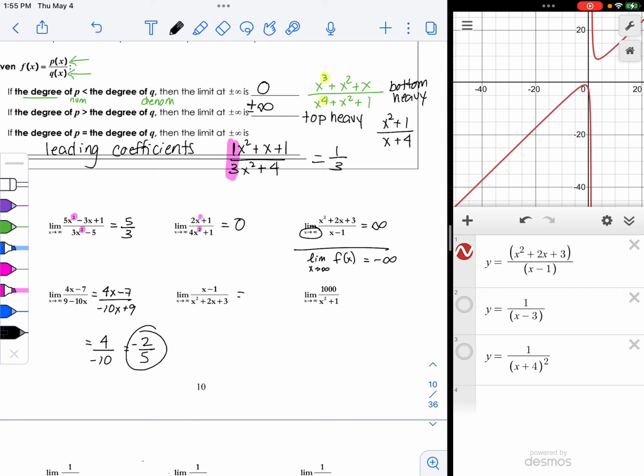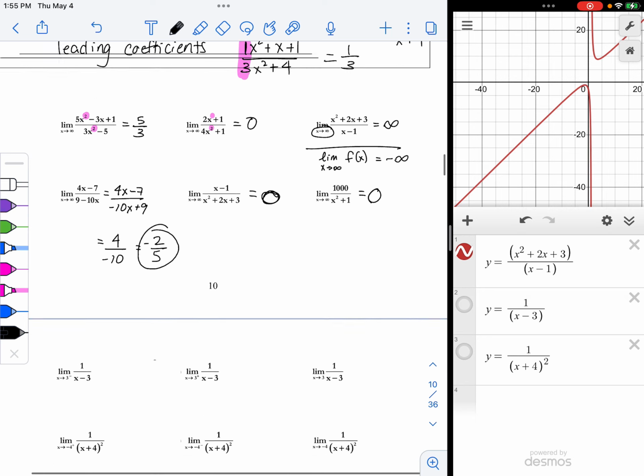I'm bottom heavy. Bottom heavy will always have a limit at 0. And again, on this next one, I am bottom heavy. So that limit is also at 0. That horizontal asymptote will be at 0.